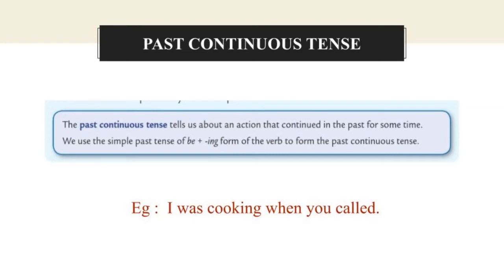Was cooking is the past continuous because we don't want to write am, is, or are for the past tense. Already we know what is the past tense of am and is? Yes, that is was. What is the past tense of are? Yes, were. Okay, I was cooking when you called.